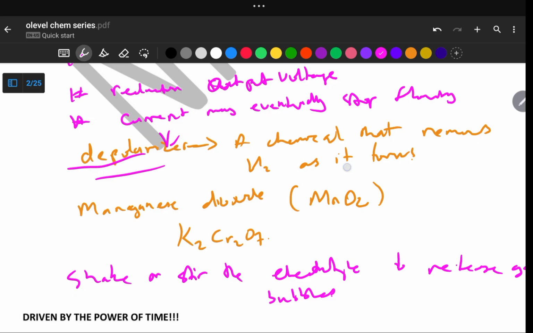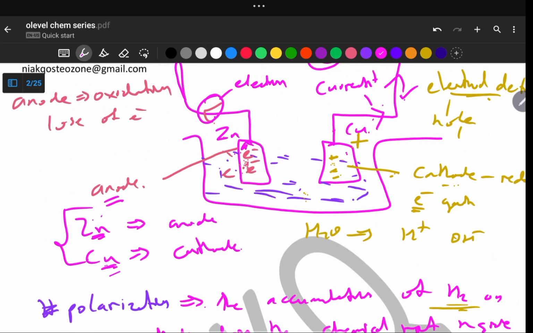And also you need to take note that here we used zinc and copper, right? If you are to have sodium here and then gold here, the further apart the metals are on the reactivity series, they will have a higher voltage. So if you are having metals here which are further apart on the reactivity series, they are going to give us a higher voltage, right?